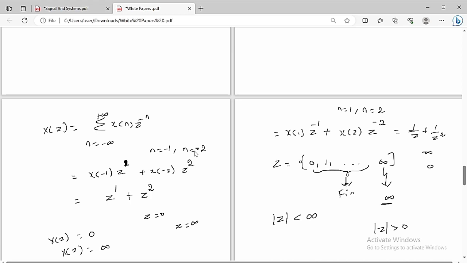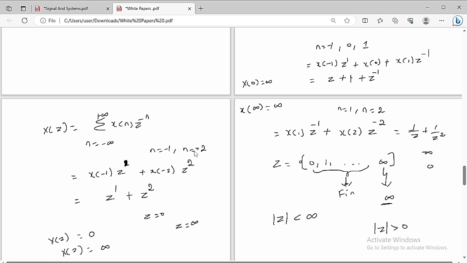Suppose we have both sides, if the signal is present at n equal to minus 1, n equal to 0, and n equal to 1. Then in that case, what are we going to get? X of minus 1 into z to the power of 1 plus x of 0 plus x of 1 into z to the power of minus 1. If I assume all are 1, then I am going to get z plus 1 plus z to the minus 1. If you substitute z equal to 0, we are going to get x of z as infinity. If you substitute infinity, then also you are going to get infinity.